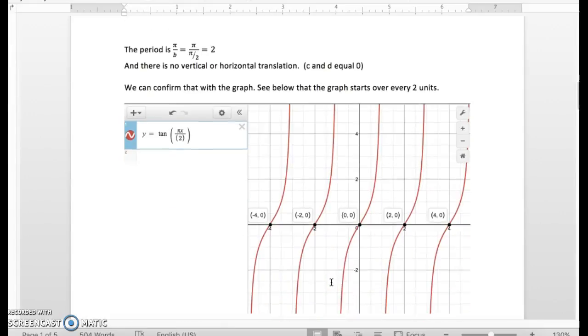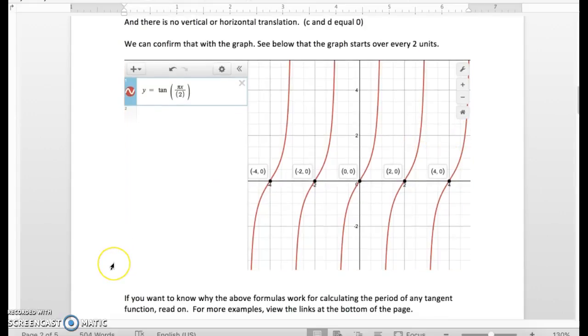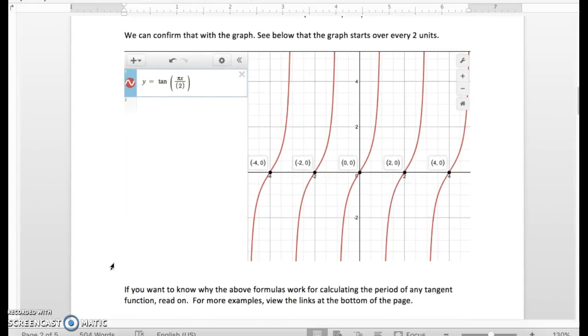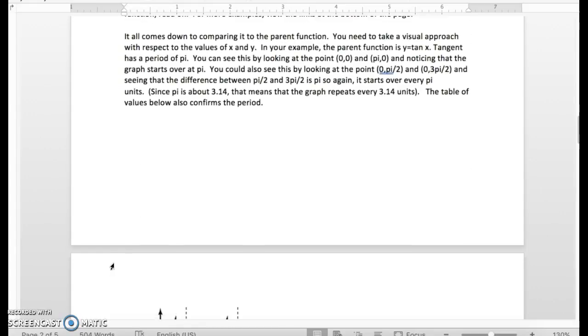We can then confirm that with the graph. I use Desmos here, and I can see that if I type in pi x over 2, then it does repeat itself every 2 units. It would be the same if we use this point, this point, this point, this point, and this point. So that is how you find the period of any tangent function using that algebraic technique.